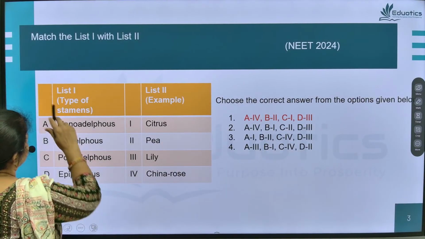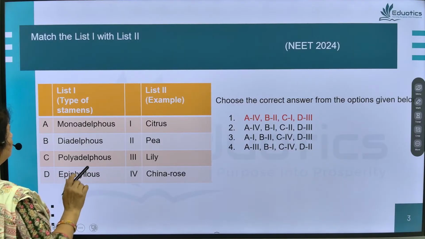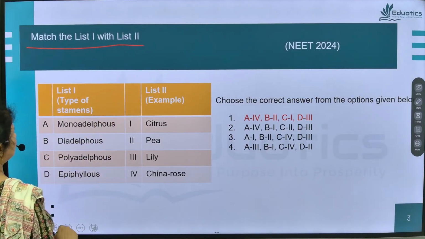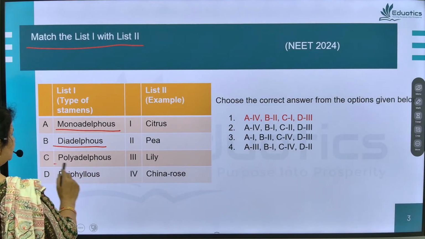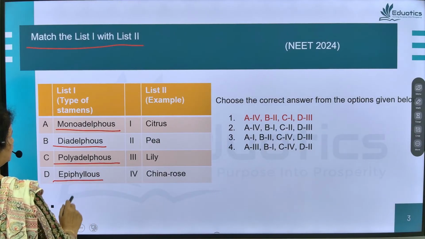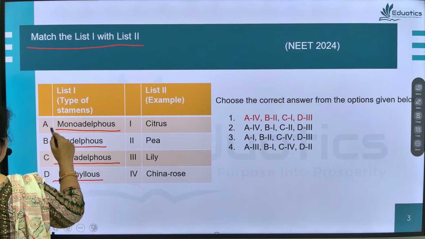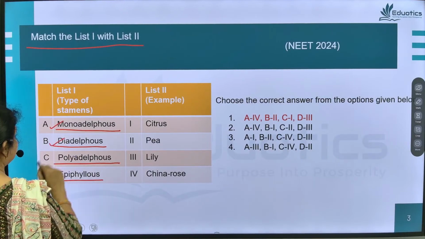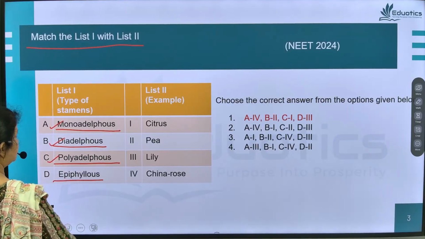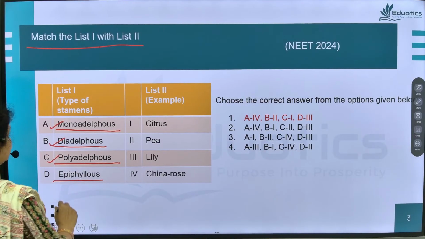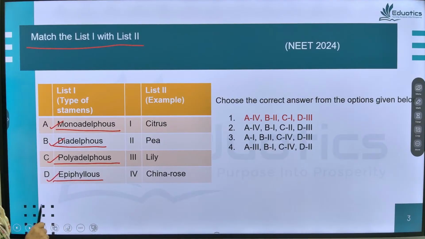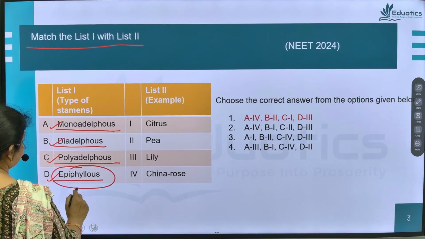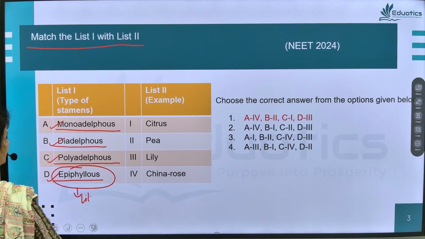Second question of NEET 2024, again match list 1 with list 2. They are talking about the different types of stamens: monoadelphous, diadelphous, polyadelphous and epiphyllous. If the stamens are in one bundle, monoadelphous; two bundles, diadelphous; many bundles, polyadelphous. And if the stamens are joined with the perianth, then the condition is known as epiphyllous, which is a characteristic feature of the Liliaceae family.